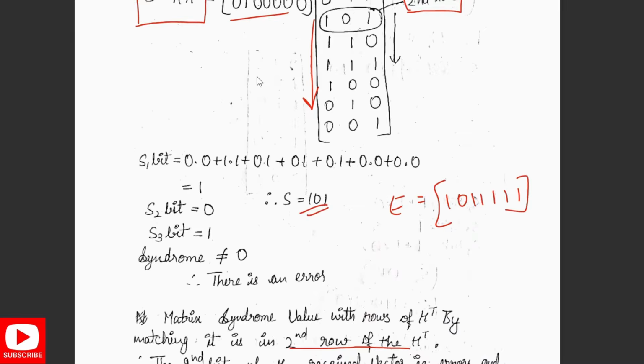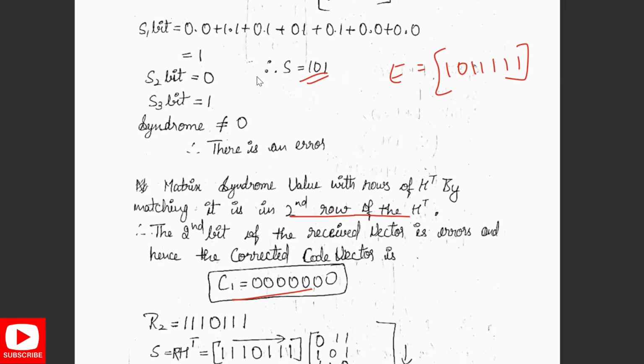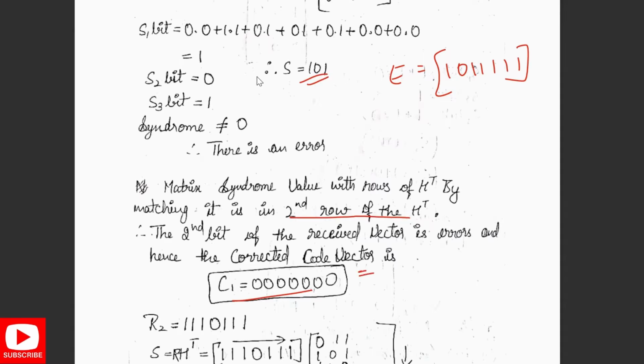Correct. So here this is my S and this is my E. Finally, to find out C, you have to add R plus E. So adding R plus E is what? What is R? 0, 1, 1, 2, 3, 4, 5. Along with this, you need to add this, that is 1, 0, 1, 1, 1, 1, 1. So if you add these two, you will get this as the answer. So this is how you have to correct the code vector.